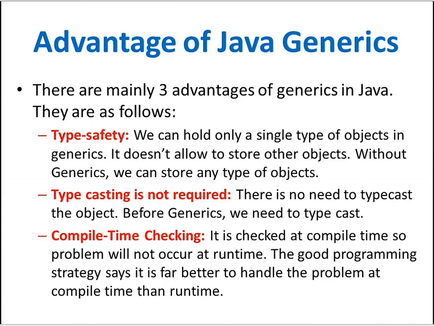Without generics, we can store any type of object. Before generics, we can store any type of objects. Typecasting is not required. There is no need to typecast the object. Before generics, we needed to typecast. This reduces the work of programmers.